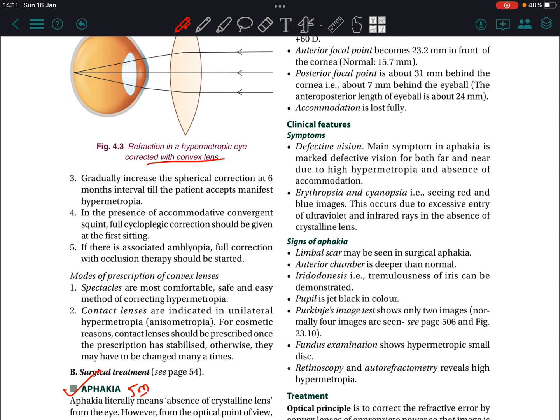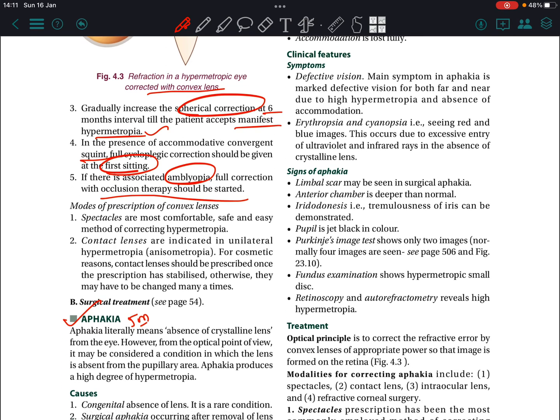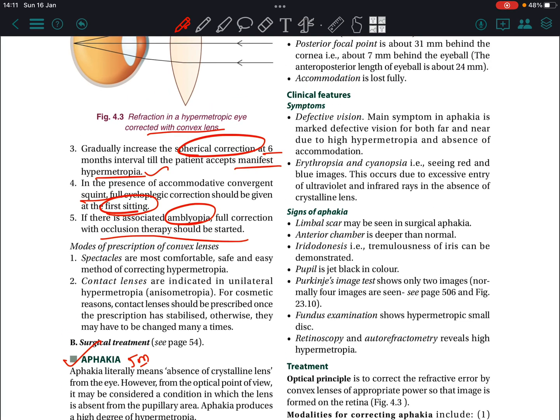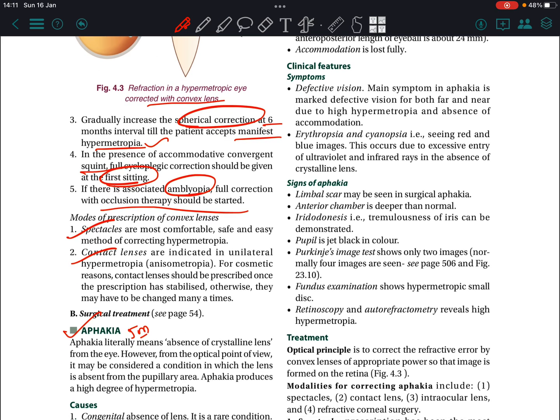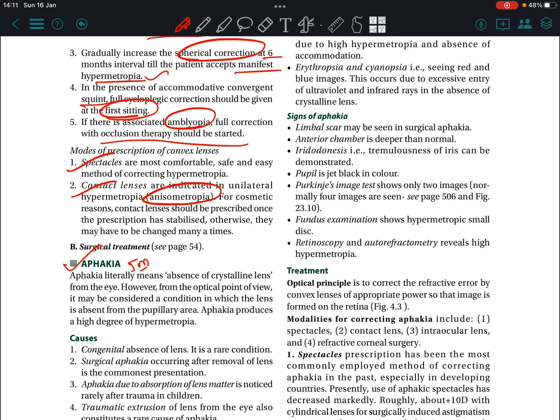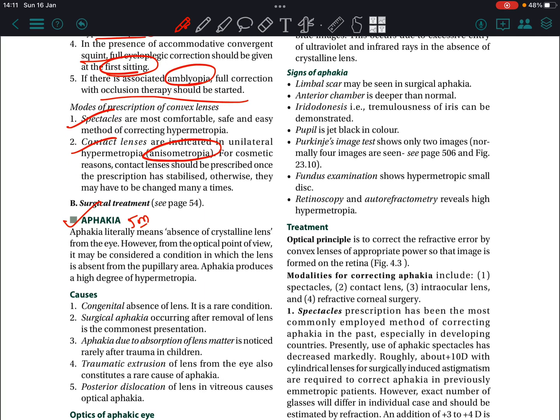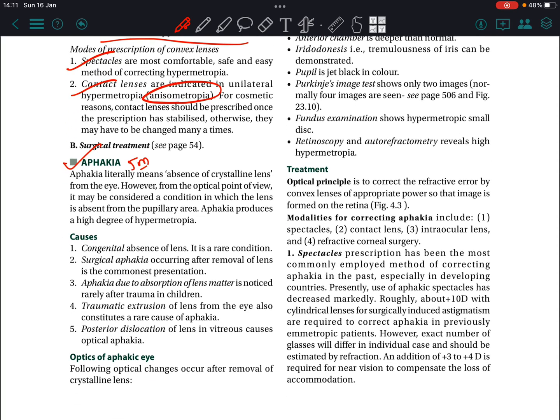Gradually increase the spherical correction at 6 months interval till the patient accepts manifest hypermetropia. In the presence of accommodative convergent squint, full cycloplegic correction should be given at the first sitting. If there is associated amblyopia, full correction with occlusion therapy should be started. Modes of prescription of convex lens: spectacles are most comfortable. Contact lenses are indicated in unilateral hypermetropia and anisometropia. For cosmetic reasons, contact lenses should be used.